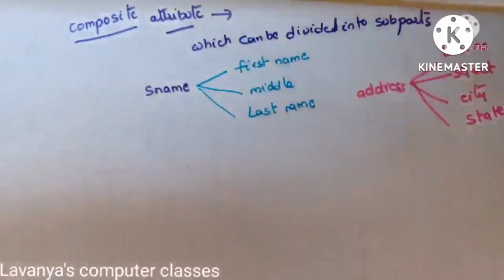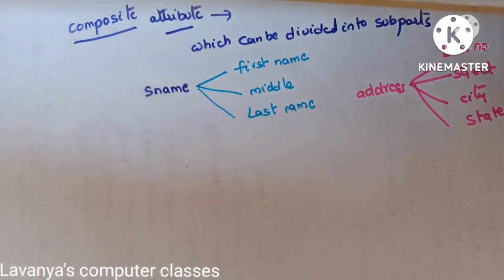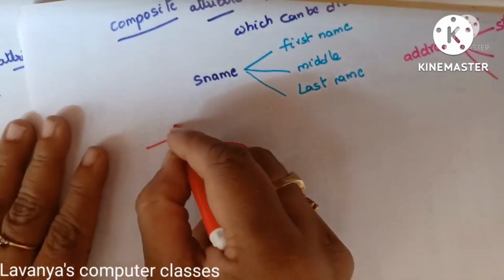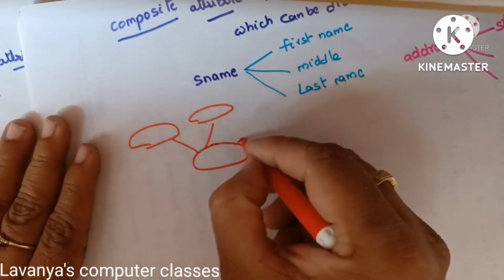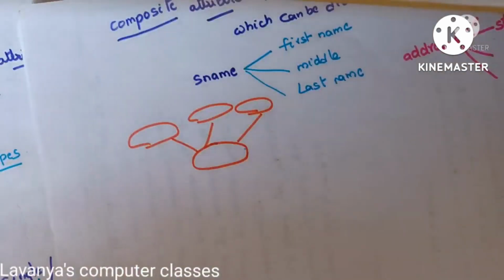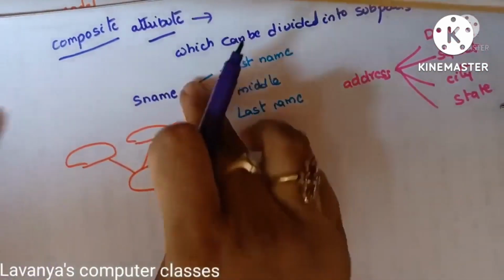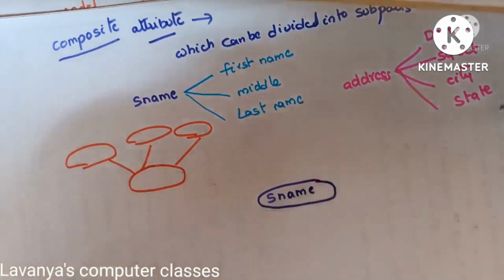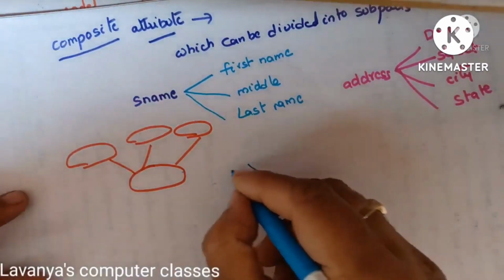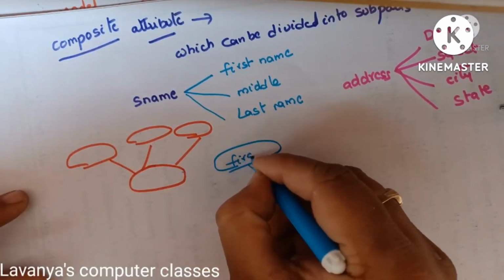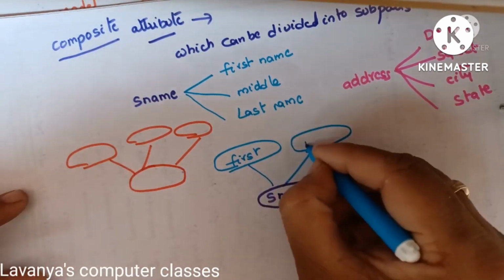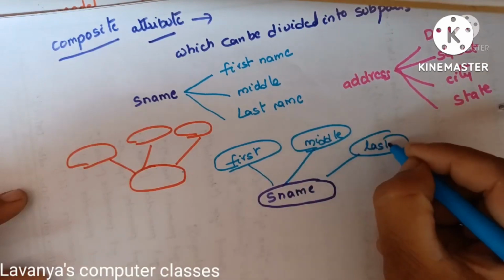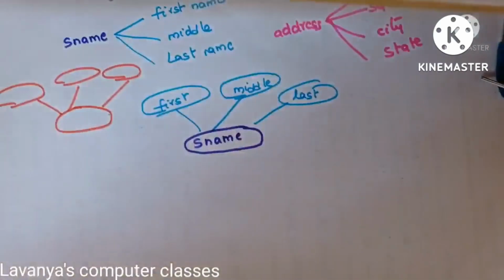So any attribute that is possible to divide into many subparts is known as a composite attribute. Which symbol is used for representing a composite attribute? It is the simple attribute ellipse, and the number of parts it can be divided into are drawn as ellipses above that attribute. For example, I will show you how to draw the S name composite attribute. S name is put in a simple ellipse, and then all the parts, first name, middle name and last name, are kept above that ellipse.